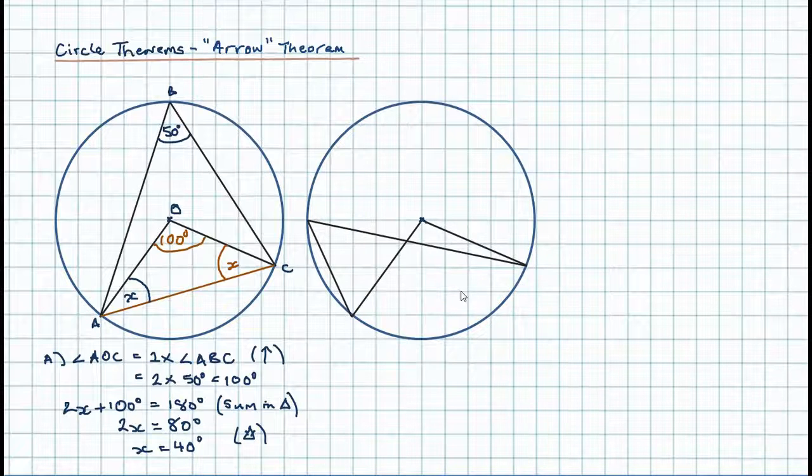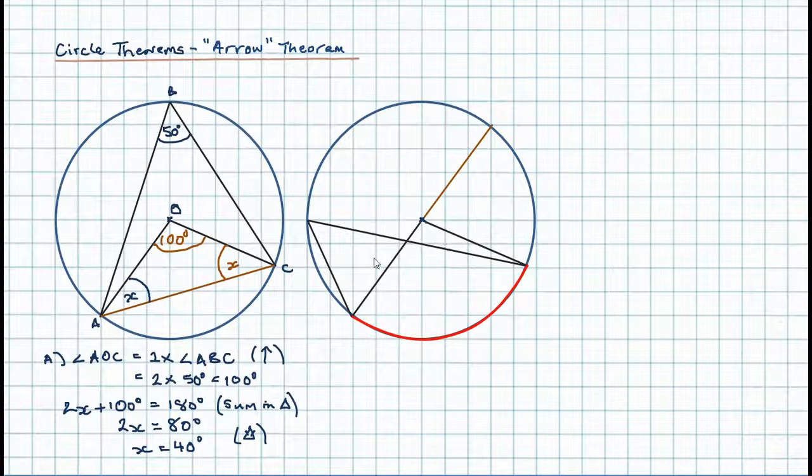Now, in this situation, we've got exactly the same idea. We've got an angle at the center and an angle at the circumference, and they're both subtended by the same arc. So if I draw the arc in here. However, it's more difficult to spot. People learn this arrow shape, they get used to that, and they get confused when they see something like this.